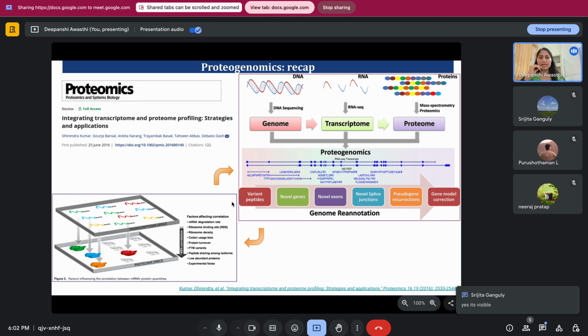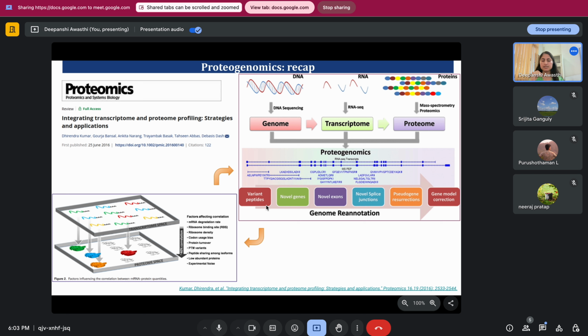Okay, so I'll begin with the previous concept. We were discussing proteogenomics. So I came across this review which will be very helpful for you, in which it is clearly mentioned why we need to integrate both genomics and proteomics. The need for integration is that by integrating the genomic, transcriptomic and proteomic data, this all combines to form proteogenomics.